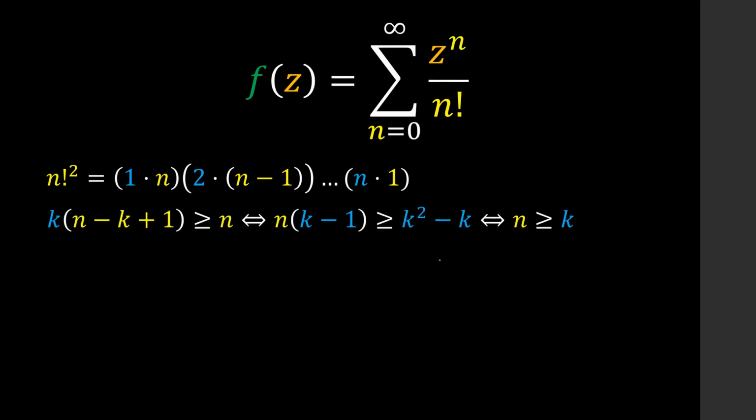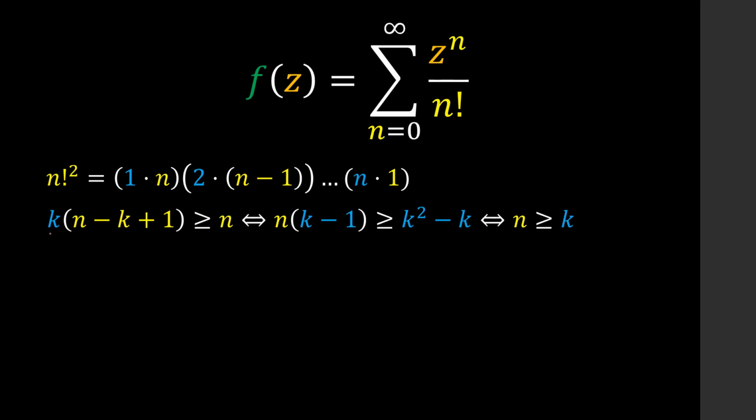And so now we realize that each term in here is of the form k times n minus k plus 1. So here, for example, k is equal to 2, and this here is n minus 2 plus 1, so n minus 1. Okay? And I want to show that this is bigger or equal to n, no matter what the k is, as long as k lies between 1 and n. And to show this, if we rearrange a little, we've got n times k minus 1 is bigger or equal to k squared minus k.